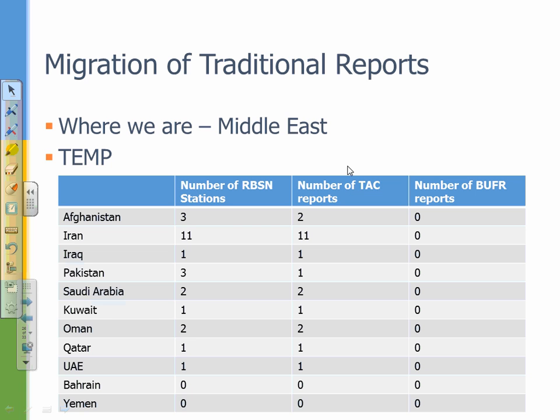So this is the TEMP. I also counted the RBSN stations that are supposed to produce TEMP, and counted the number of reports in TAC and also BUFR. And now few TEMP reports are produced in BUFR in this region. Actually, one year ago and before, Saudi Arabia only produced some of their TEMP reports in BUFR. So I believe they already have a conversion software for TEMP, but there is some problem here.